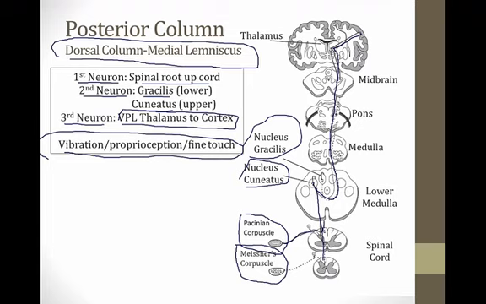Now, a key point here about this system: if you have damage in the spinal cord below the decussation, say right here, you will lose proprioception and vibration on the same side of the body as the lesion. On the other hand, if you have damage in the brainstem, in the medulla or the pons or the midbrain or up in the cortex, you will lose proprioception and vibration sensation on the opposite side of the body. So make sure you understand that.